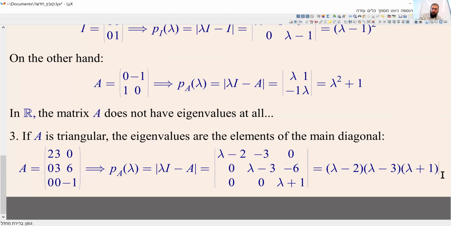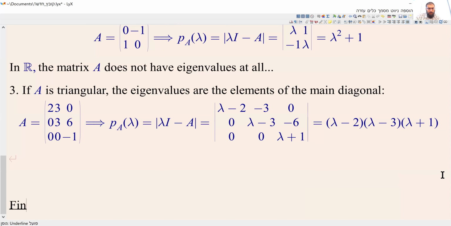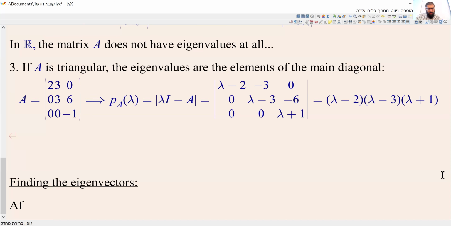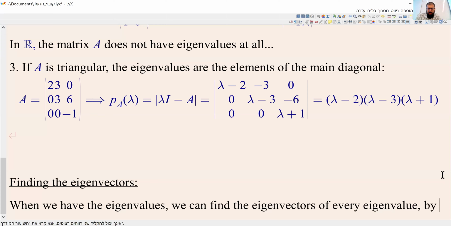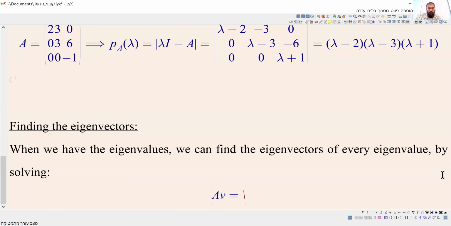Okay, so, finding the eigenvectors. After we have the eigenvalues, we can find the eigenvectors of every eigenvalue by solving the equation in the definition itself, by solving Av = lambda v.